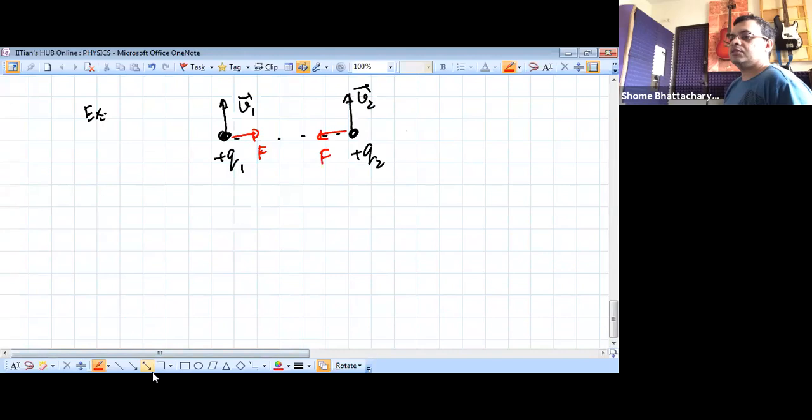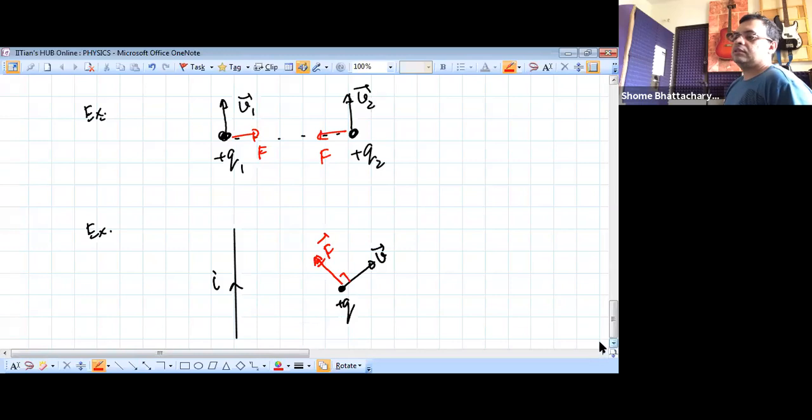Or similarly, another example of this is if I have a current carrying wire. A current carrying wire is also a stream of moving charge. So if I have a current carrying wire like this and somewhere near this I project a particle having positive charge with some velocity like this, then it will experience a magnetic force because of this current, this stream of moving charges, in this sort of direction.